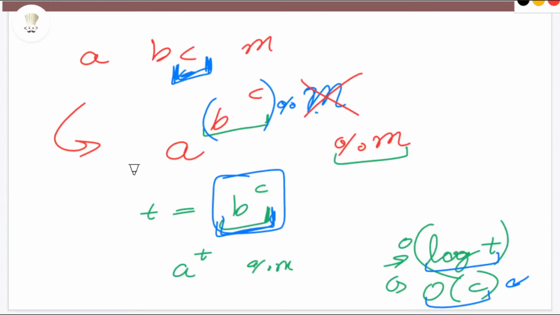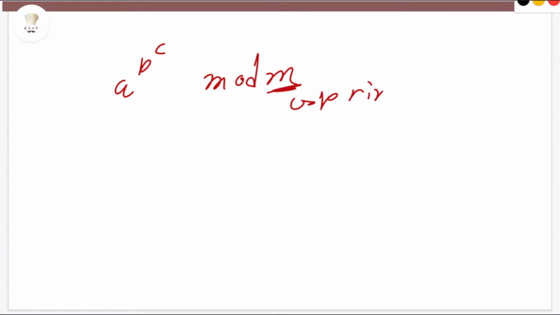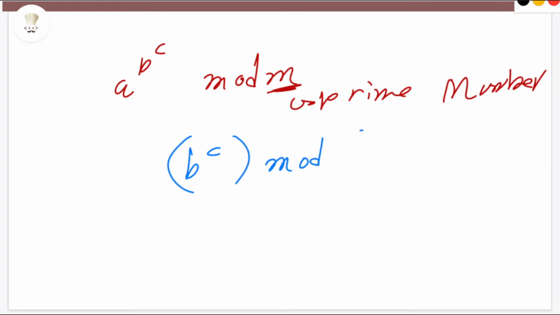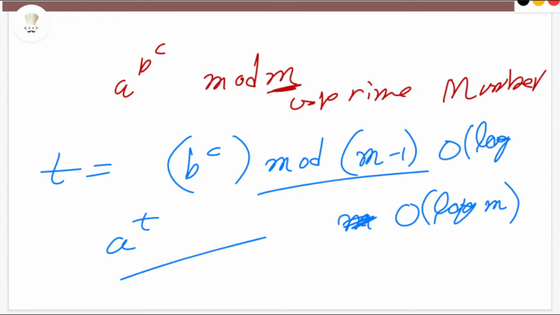If you want to calculate, let's say, a to the power b to the power c modulo m, if your m is a prime number, right? If you check and it is in fact a prime number, then you can calculate b to the power c modulo m minus 1. Let this be t, then you can calculate just a to the power t, and this would take a time complexity of big O of log m. Actually, the first would take big O of log c, so let me put big O of log c plus big O of log m, right?